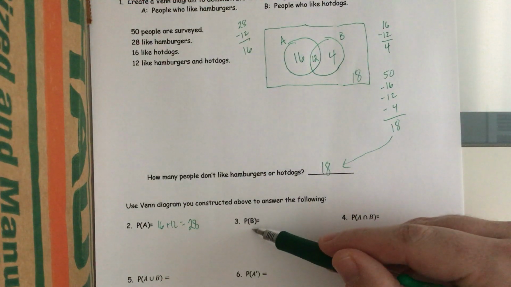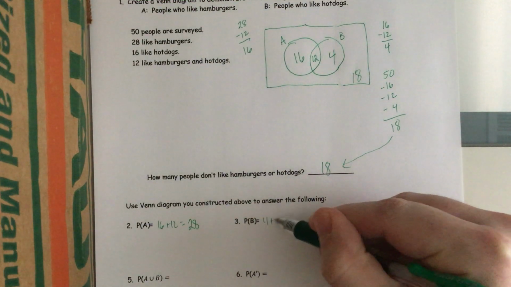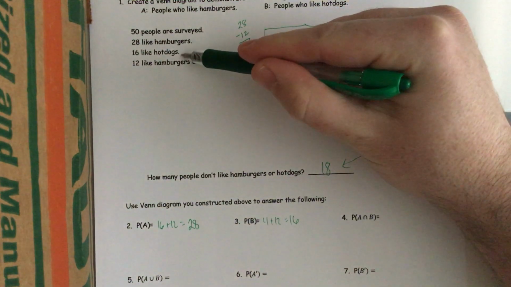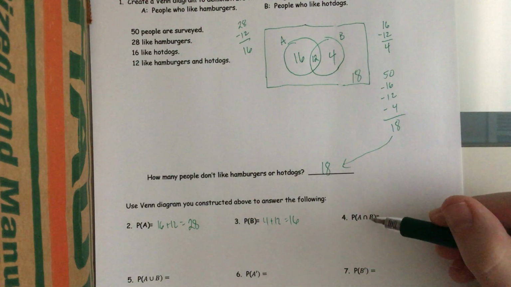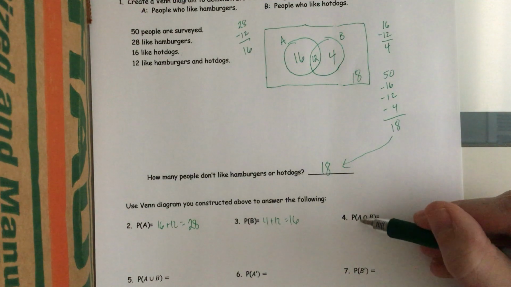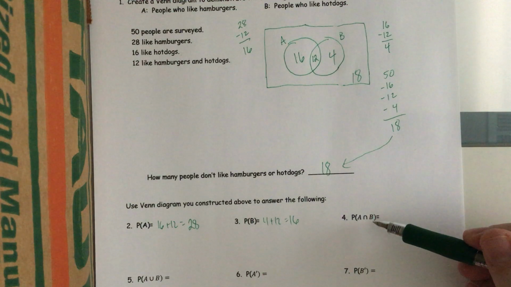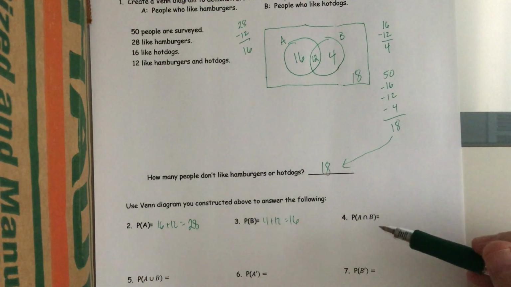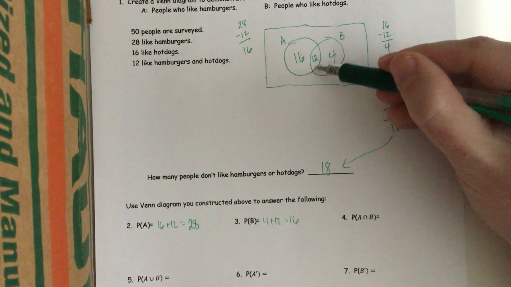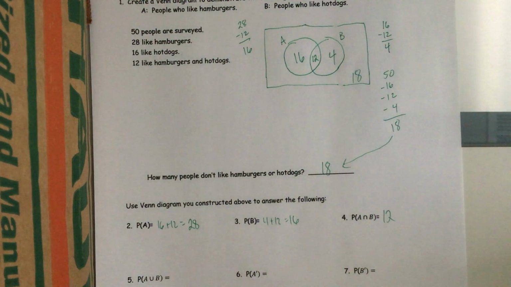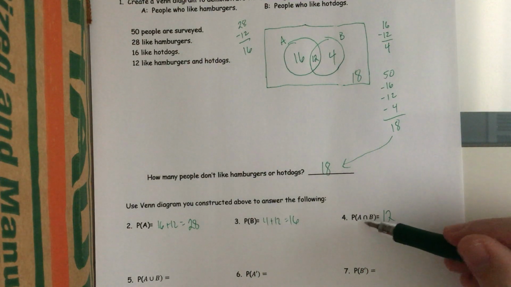So what's the probability of B? Basically, how many people are in B? 4 plus 12 is 16. But again, we already knew that up here. There were 16 people who liked hot dogs. All right, so now we have the intersection. What is the number of people who like hamburgers and hot dogs? What is the intersection of those two things? So we want to count only the people that fit into both of these categories. And so that's our middle part right here. That's our 12. There are 12 people who like hamburgers and 12 people who like hot dogs. And the intersection is the number of people who fit in both sets.